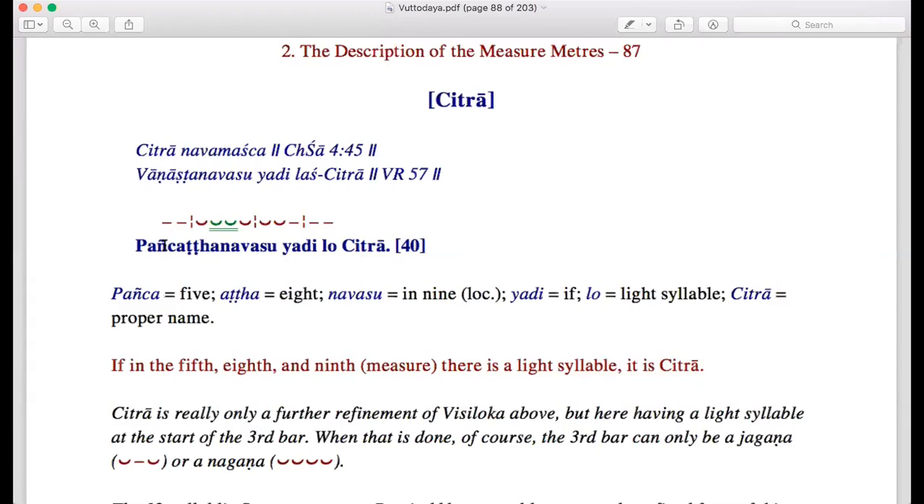Pan, 2 measures, chat, 2 measures. Tha is the 5th measure, right? Tha is the 5th measure, and that is the lahu measure. And then the 8th measure, 5, and then 6, 7, 8. You see, the 8th measure is also a lahu measure, and then the 9th measure should also be a lahu measure. Here you can see ya is lahu. So the 5th, 8th, and 9th measure should be lahu, light. So that is the condition here. Is that clear for you?